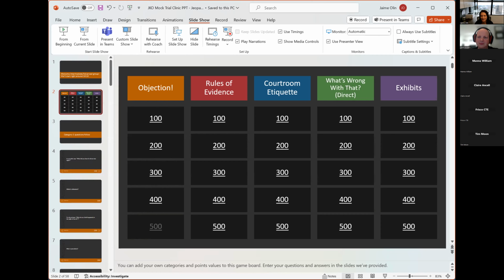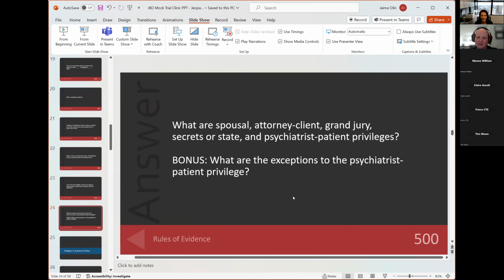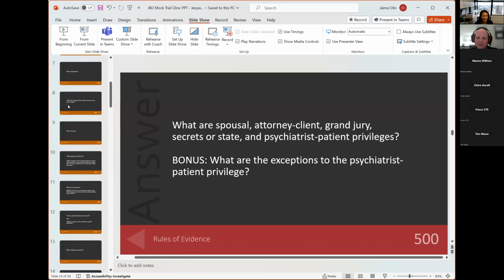We'll go with rules of evidence 500. Name two of the five privileges a witness can plead to avoid having to reveal communications with the defendant. Frisco CTE. That would be attorney-client privilege and spousal privilege. What are spousal, attorney-client, grand jury, secrets of state, and psychiatrist-patient privileges? So yes, you got the 500. All right, please pick the next clue, and I'll bring the board back up.